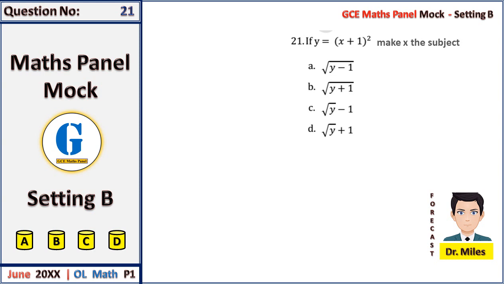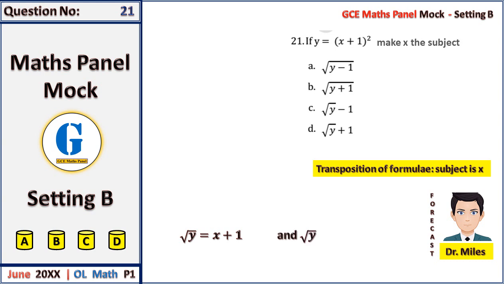21. If y equals (x plus 1) all squared, find the value of x, or express x in terms of y. Here we have to do transposition of formulae, and this is how we proceed. We take the square root of both sides. You will have the square root of y equals x plus 1, and we subtract 1 from both sides. So we'll be left with x equal to the square root of y minus 1.